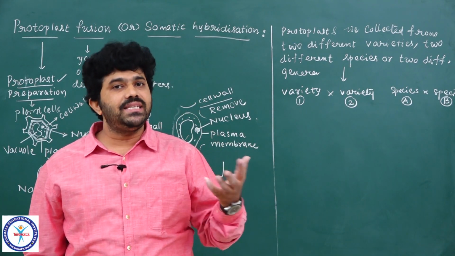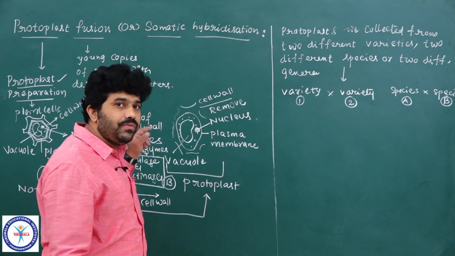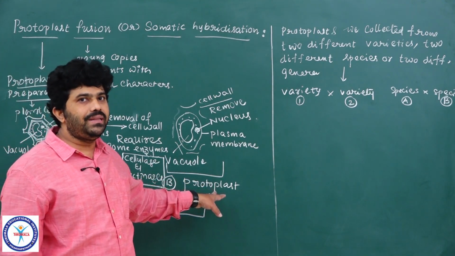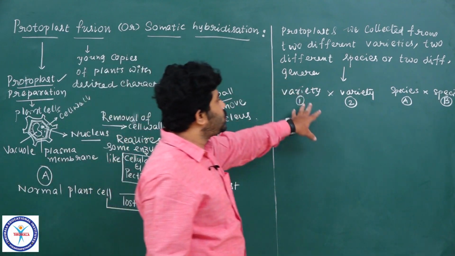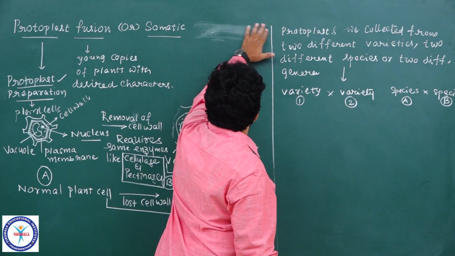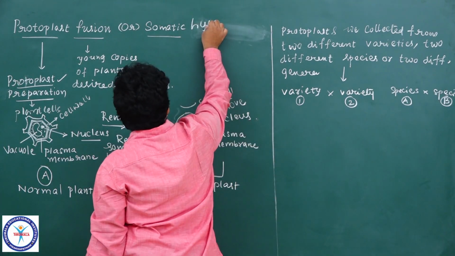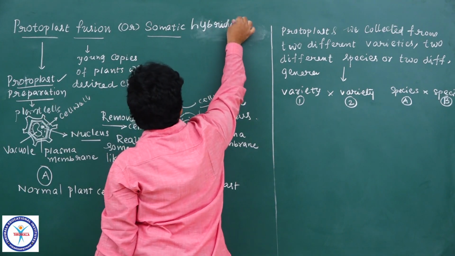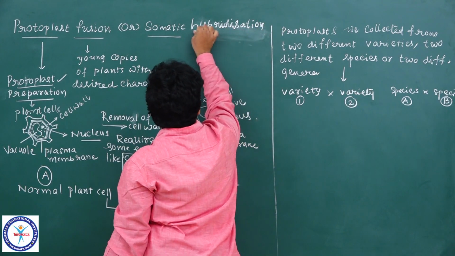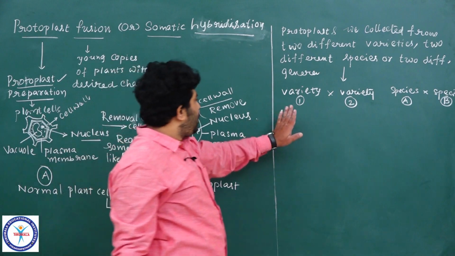Whatever different varieties of plants we have selected as parental plants from which we have taken those plant cells, we prepare them as protoplasts. Those protoplasts only we use for the process of hybridization, that is somatic hybridization. Now got the point? So this is the particular activity.